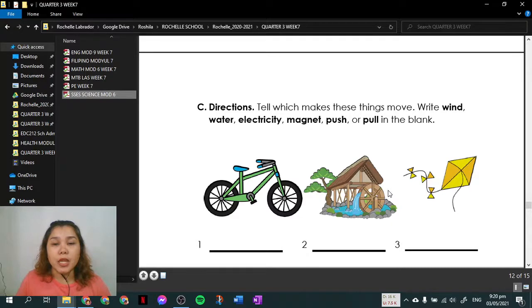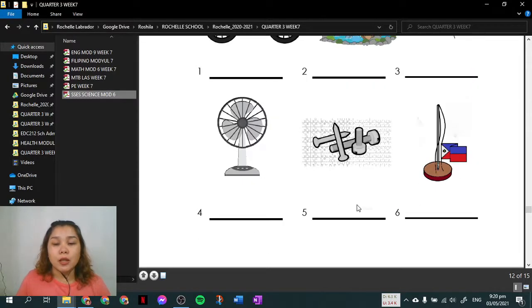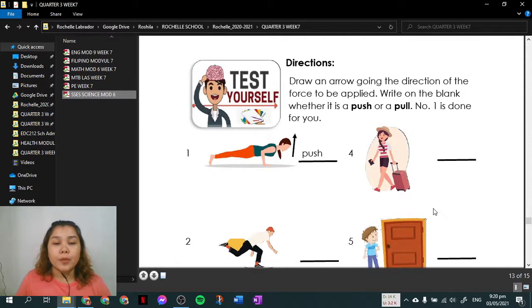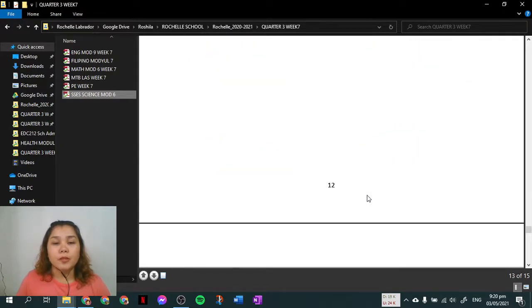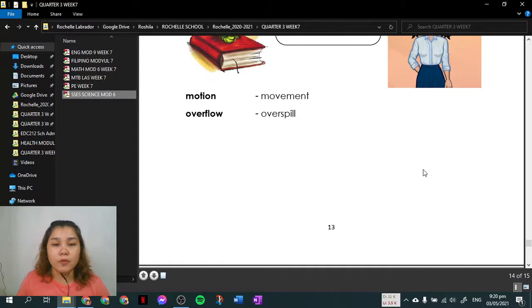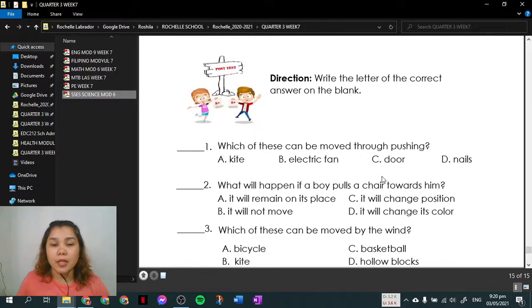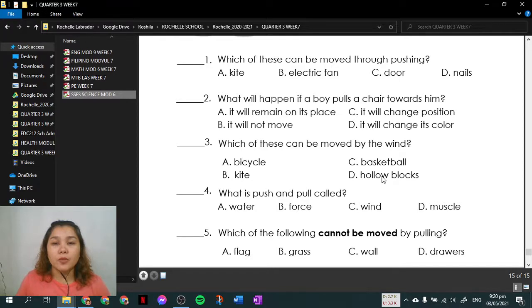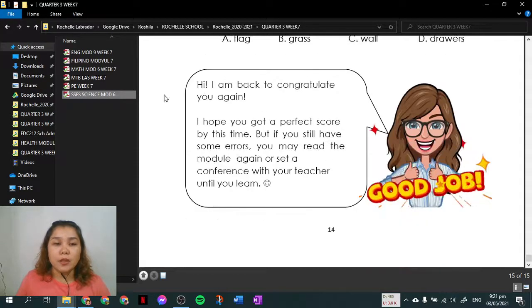And then for part C, you are to determine if it moves by wind, water, electricity, magnet, push or pull. So write them on the blank. Then for test yourself, you have to identify if the force applied is push or pull. So write it on the blank. And then for reflect, you need to answer by checking under the column for yes or no. And then glossary, we have 2 words for glossary, and the last part is the post test, where you have to write the letter of the answer on the blank.